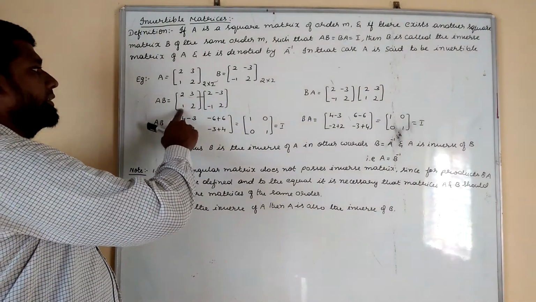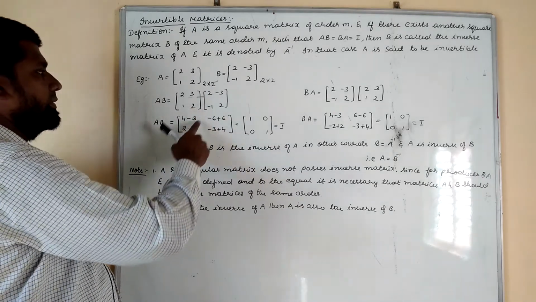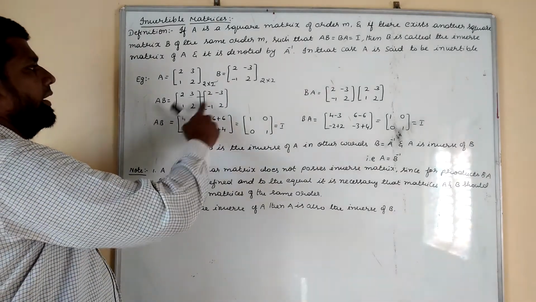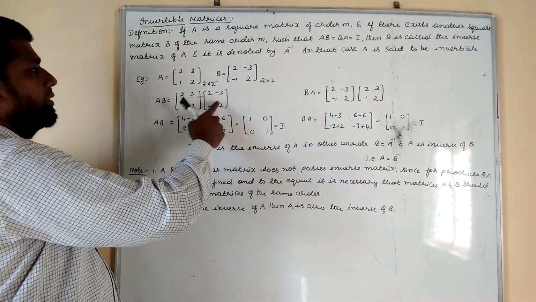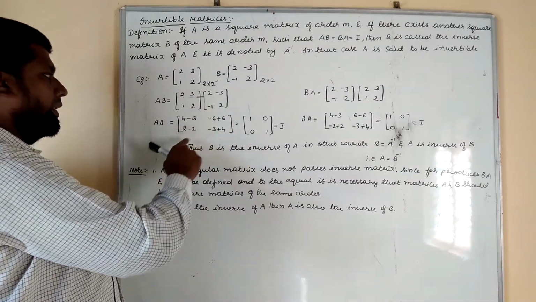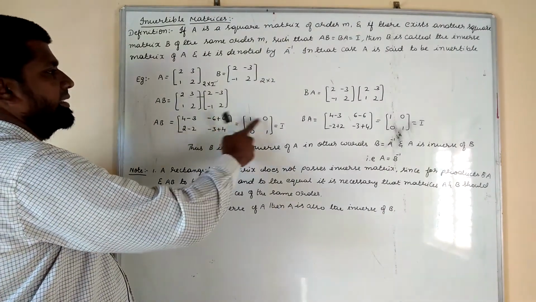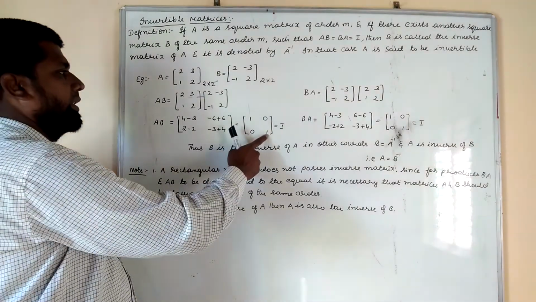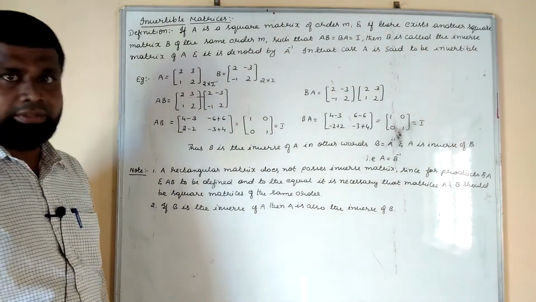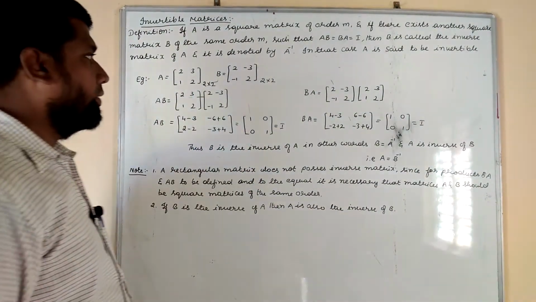Again, second row, first column: 1 into 2 is 2, 2 into minus 1 is minus 2. Then second row, second column: 1 into minus 3 is minus 3, then 2 into 2 is plus 4. So if you subtract, 4 minus 3 is 1. Minus 6 plus 6 is 0. 2 minus 2 is 0. Minus 3 plus 4 is 1. That is equal to I we are getting. I is nothing but the identity matrix of order 2 cross 2.